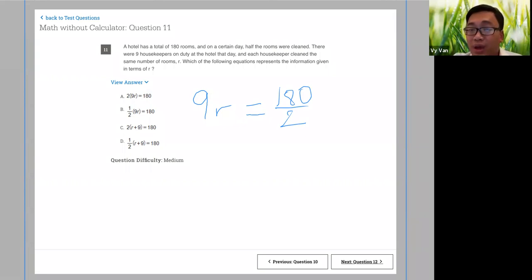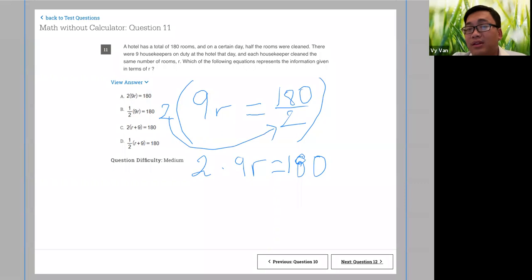So again, we do the opposite because this is dividing, so we multiply by 2. So this is 2 times 9R equals 180, because 2 times 1/2, these cancel out. So 2 times 9R equals 180. Which one says that? The answer is A.